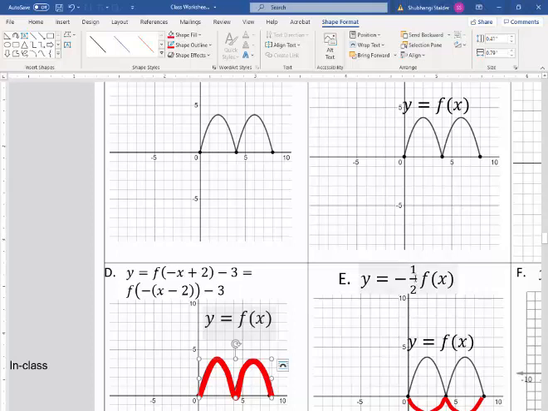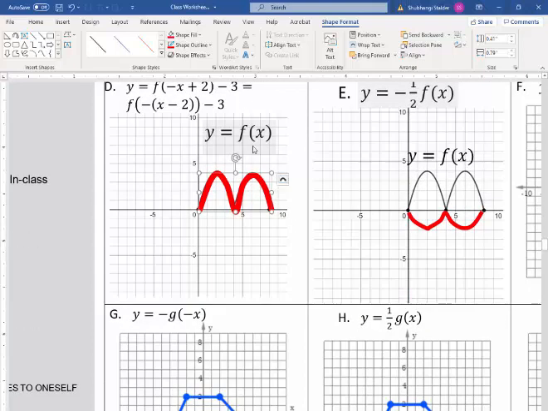Okay, now what? What you want to do here? For D, wouldn't it be down 3 and then over 2? Down 3 and over 2 to the left or right? Left. Right 2. 1, 2. Right 2 because of this. Okay. But then, negative.